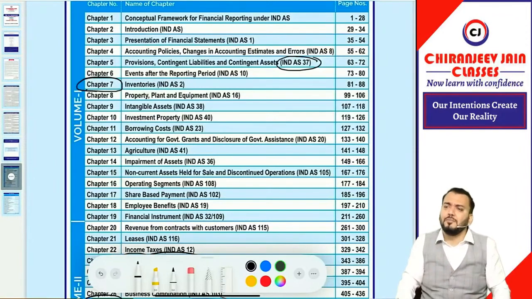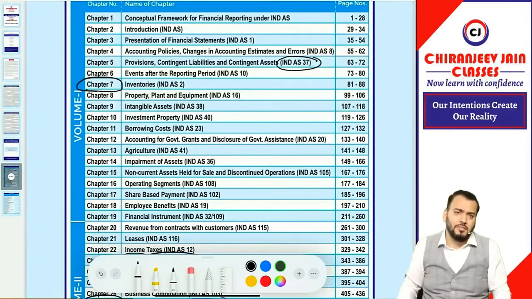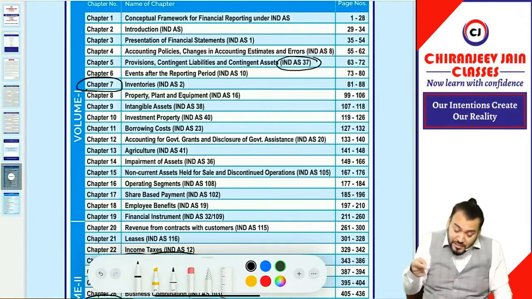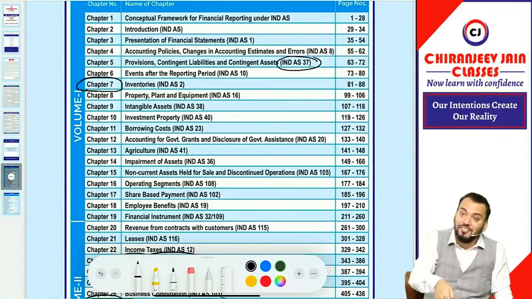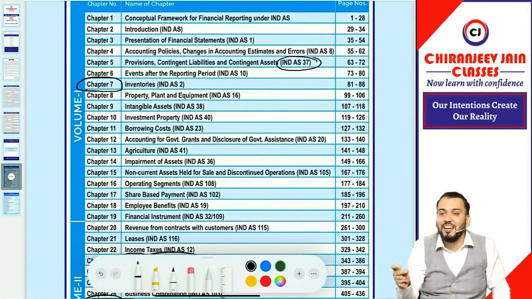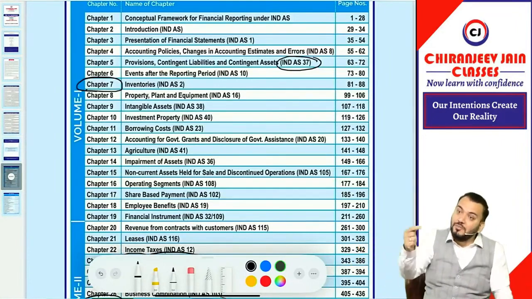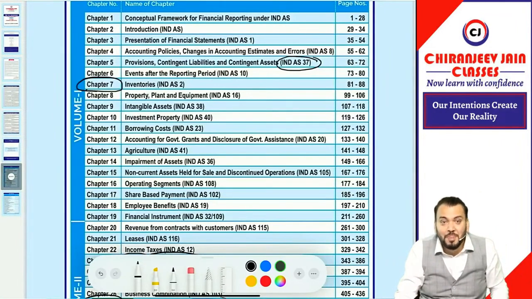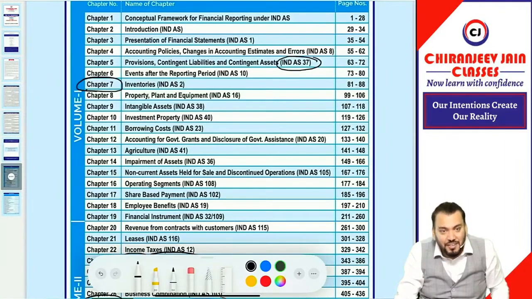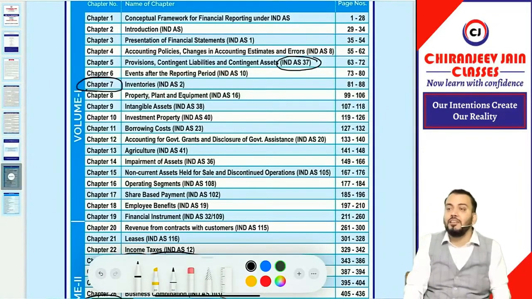Most of the faculty start with Ind AS 1. I don't know how. Revision you should do from Ind AS 1 only. Look, because once the class is over, you know every term. The revision you should start from Ind AS 1. But in class I will not start from Ind AS 1. Are you getting? So I will start from Ind AS 37.